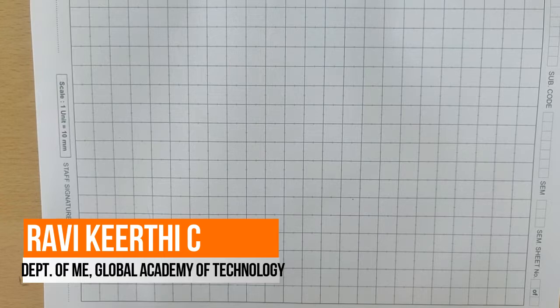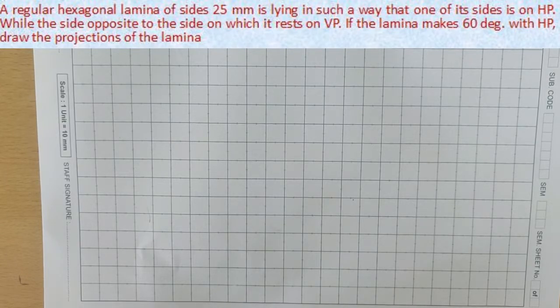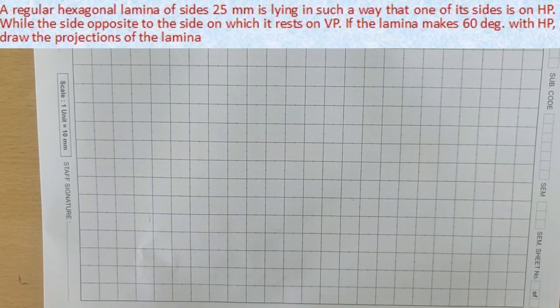Good morning, learners. In this particular session we'll be learning about the problem on a special type of hexagonal lamina. As I told, when do I call this a special type? When they do not give you the angles of the lamina with respect to HP and VP, then I call it a special type. It is not a beta angle again.